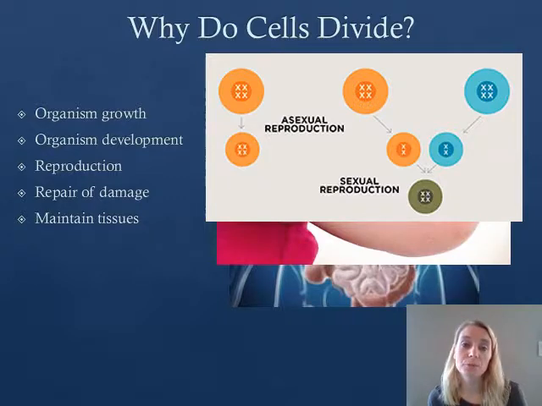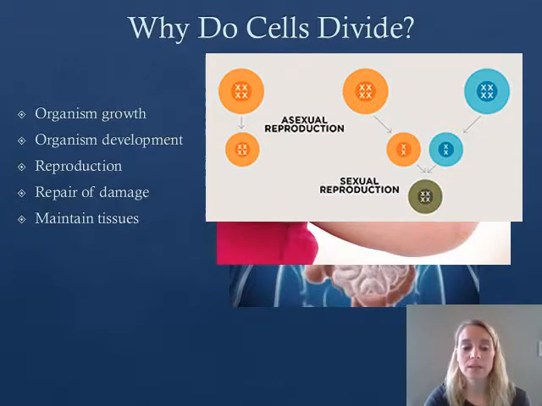We do cell division for reproduction. So there's a couple different types of reproduction. We'll go into those a little bit deeper in a couple more slides, but this is just a very basic pictorial representation. You have cells going through asexual reproduction, which is just making an identical copy of themselves.